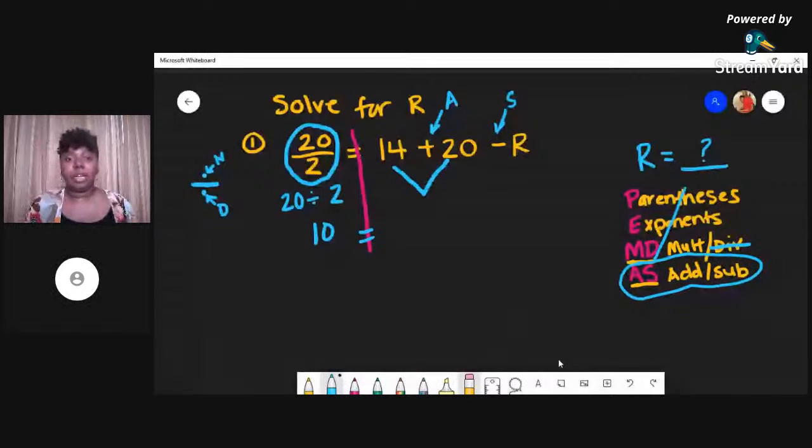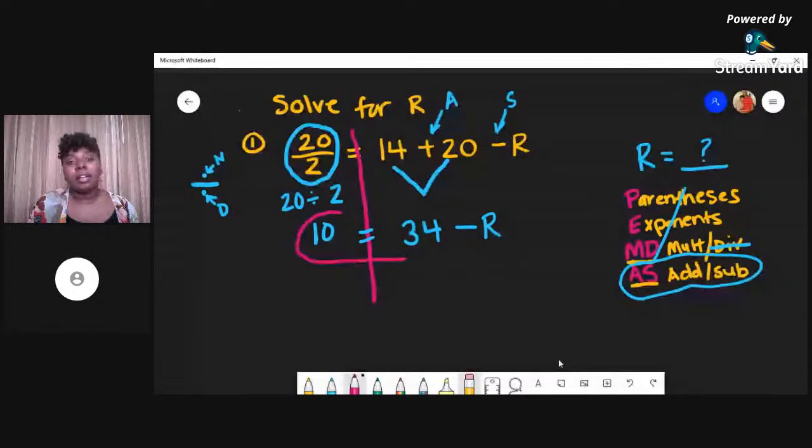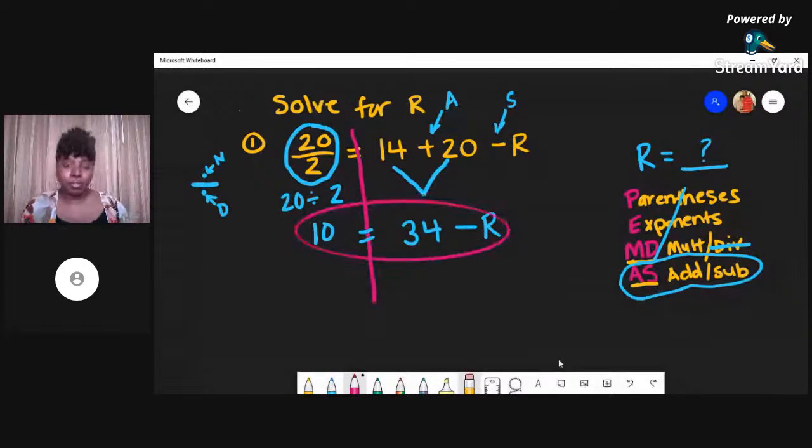14 and 20. And what is that? 34. Awesome. We're almost done. Look at that. I know. So you can do this 2 different ways. You tell me what way you think we should solve. So at this point, we have a one-step equation. This looks a whole lot prettier than what we started with.